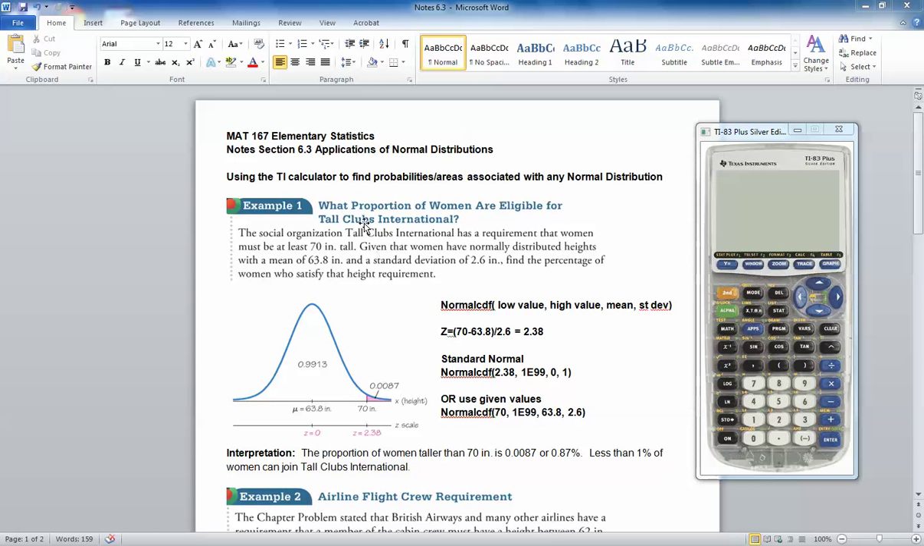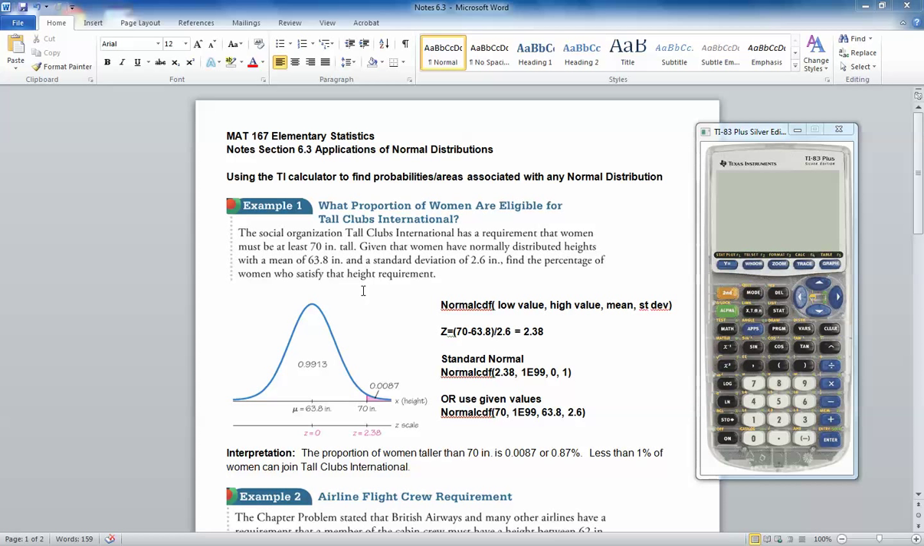Alright, our first example. What proportion of women are eligible for Tall Clubs International? The social organization Tall Clubs International has a requirement that women must be at least 70 inches tall. Given that women have normally distributed heights with a mean of 63.8 inches and a standard deviation of 2.6 inches, find the percentage of women who satisfy that height requirement.